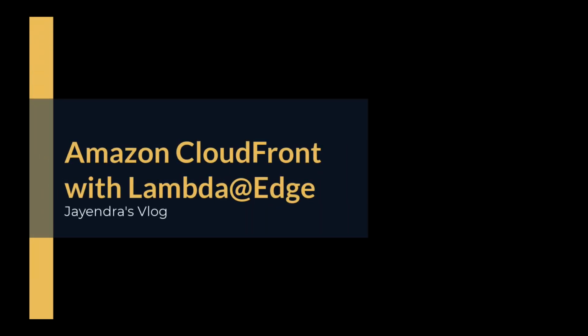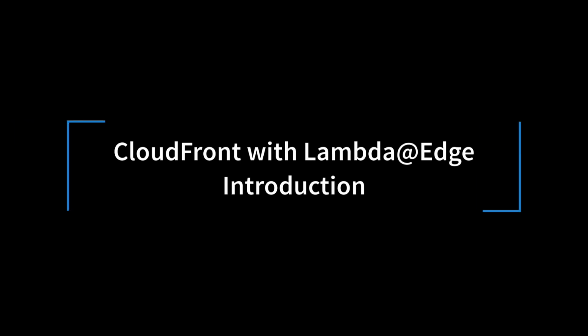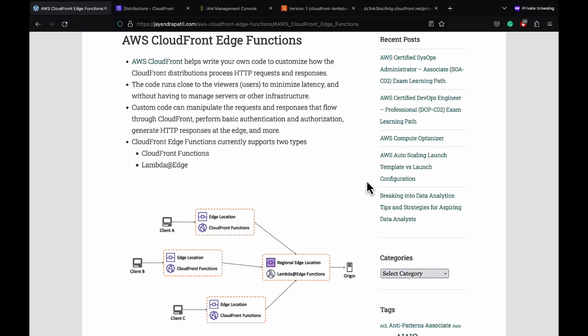In this video, we are going to cover CloudFront with Lambda at Edge, followed by a quick demo. Lambda at Edge helps write your own code to customize how CloudFront distributions process HTTP requests and responses. The code runs closer to the viewers to minimize latency and without having to manage servers or other infrastructure. CloudFront Edge Functions currently supports two types, CloudFront Functions and Lambda at Edge Functions.